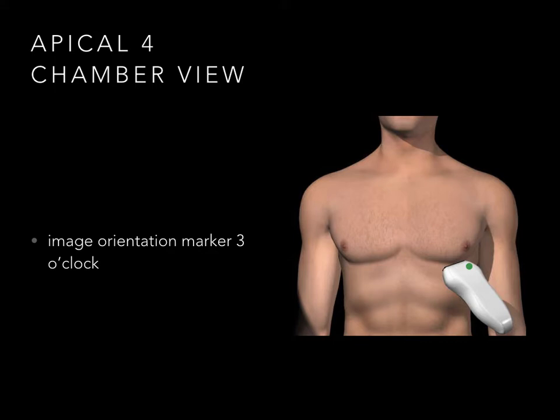For the apical four-chamber view, the image orientation marker is rotated to the 3 o'clock position.